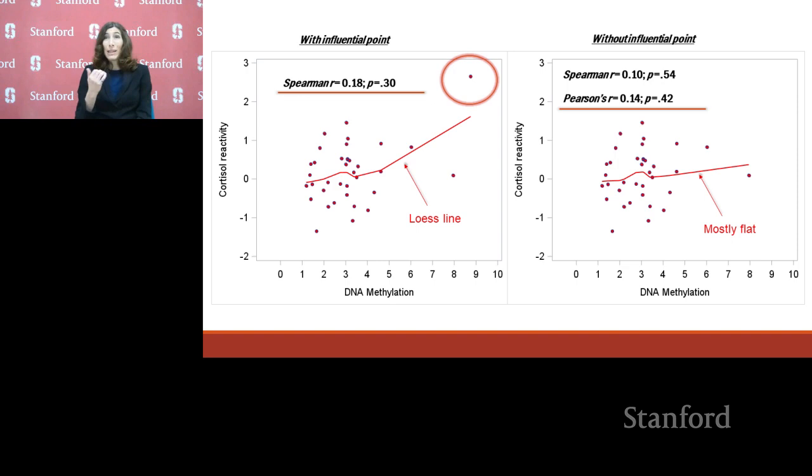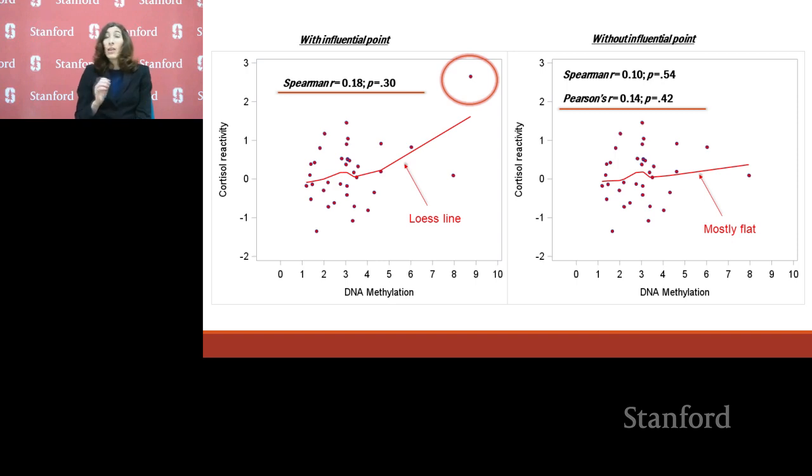If I remove that influential point, what you'll notice is there's basically no association left. We have now mostly a flat line. Both of the correlation coefficients are about 0.1, which would be considered minimal correlation. The p-values are very high. In other words, there doesn't appear to be a lot going on here once we remove that one influential point. That entire association was really driven by that one data point, that one baby who happened to have both high methylation and high stress reactivity.